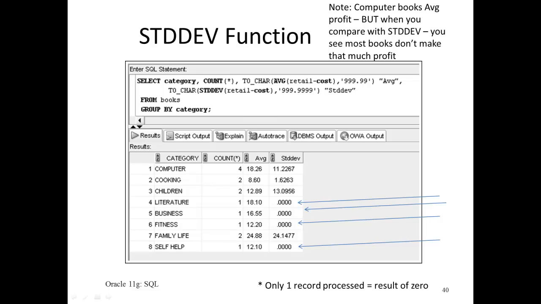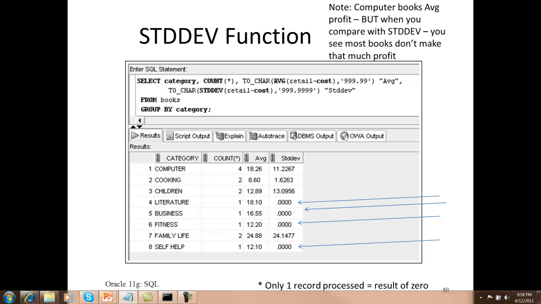This was actually on page 403, figure 11-27. Category, count. Now remember the asterisk, what that means in count. That means include everything, whether it has a 0 or a null value or not. That's what the asterisk will do for us. To character, we're doing the average of the retail minus the cost. We're going to output it in this format with 2 decimal places. We're going to call this average. To character, standard deviation of the retail minus the cost. In this format, we want 4 decimal places. We're going to call that standard deviation, STDDEV. We're using the books table, and we're grouping that by category.